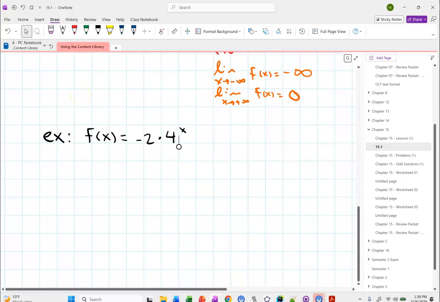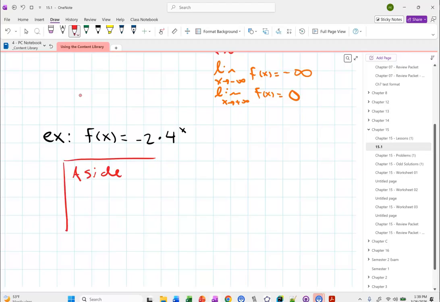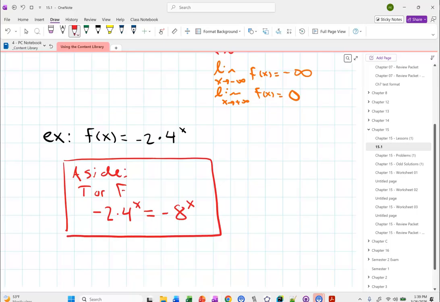Before we go on, this is like an aside. I'm going to ask you true or false: negative 2 times 4 to the x equals negative 8 to the x. True or false? I heard both trues and both falses. Because wouldn't negative 2 also have to have an exponent? I'm pretty sure it's false, because that's not how exponent rules work.